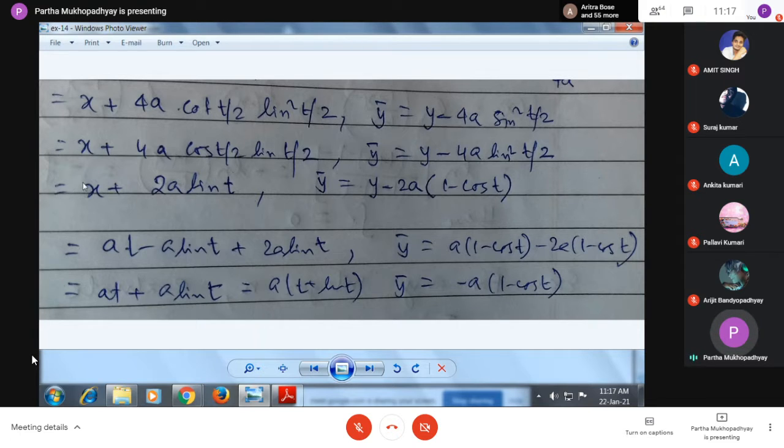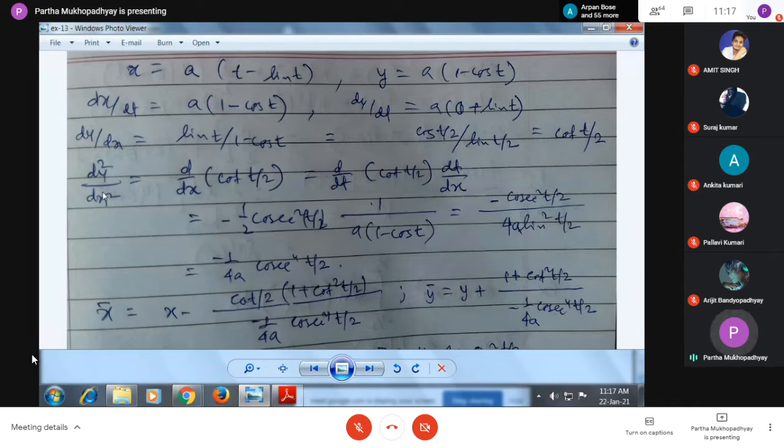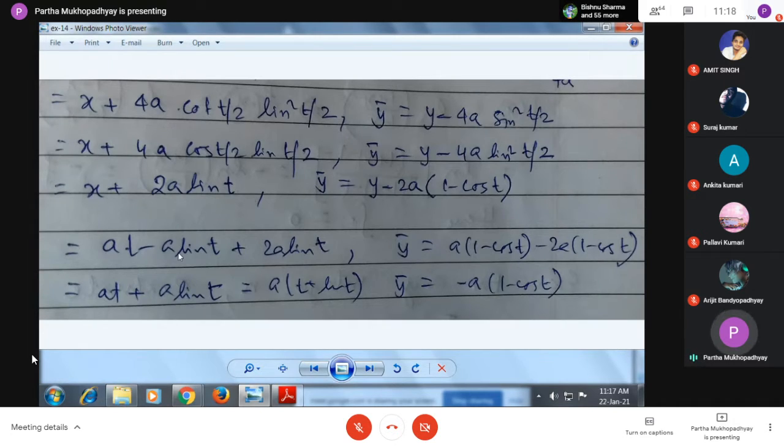Now, what is x? Put x here. x is equal to a into t minus sin t. We have to eliminate x and y. And y is equal to a into 1 minus cos t. So let us put this x and y in the equation here. So I'm getting a t minus a sin t plus 2a sin t equal to x bar, and y bar equal to a times 1 minus cos t minus 2a times 1 minus cos t.